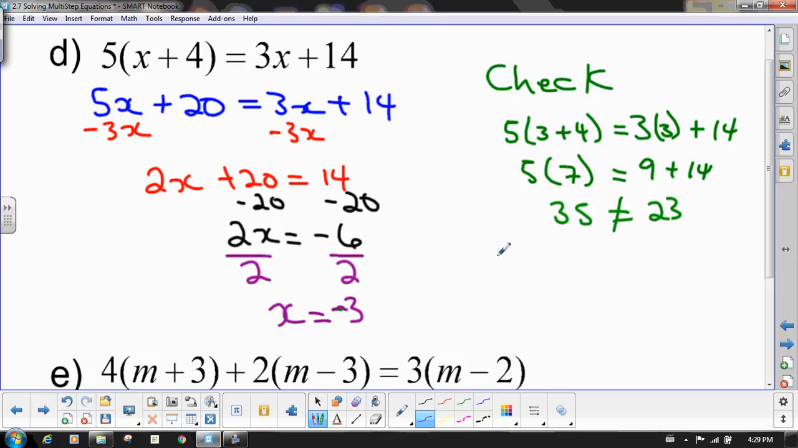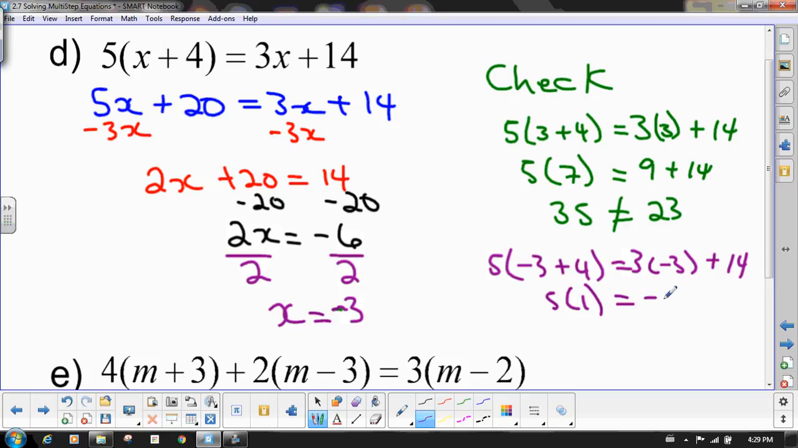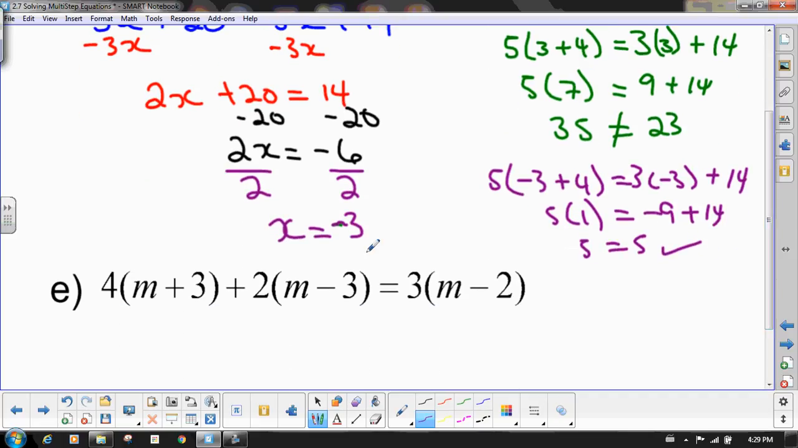So now when I do that check, I'm going to have 5, negative 3 plus 4 equals 3 multiplied by negative 3 plus 14. So 5 multiplied by 1 is going to equal negative 9 plus 14. 5 equals 5. That's good. All right, so there's a situation where checking your answer can show whether or not you got the right thing happening.